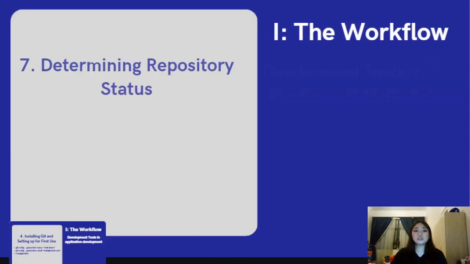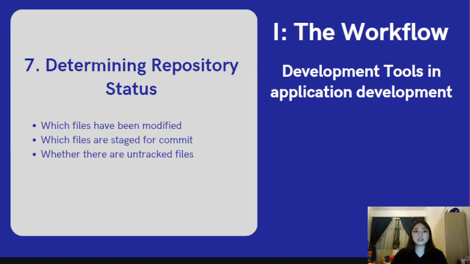Number 7. Determining repository status. Developers frequently check the status of the repository to see which files have been modified, which files are staged for commit, and whether there are untracked files. So these keep the workflow all organized.